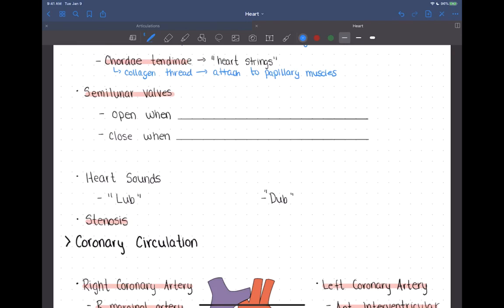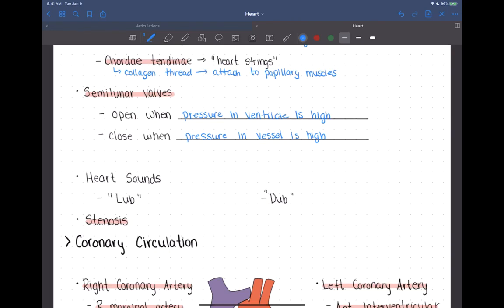So they're going to open when pressure in the ventricle is high. All right. And then they're going to close when the pressure in whatever vessel we're talking about, whether it's the pulmonary trunk or the aorta, is high. All right. So they're going to close when pressure in that vessel is high, and that'll prevent blood from moving backwards back into that ventricle.